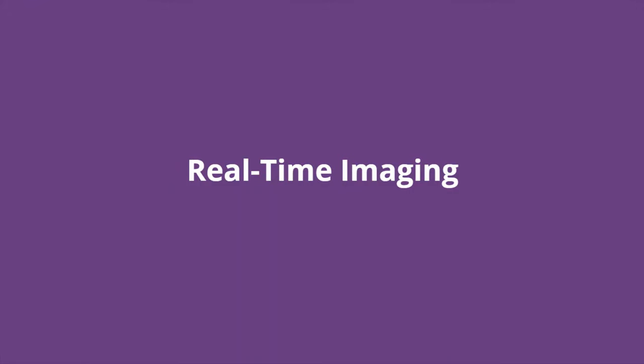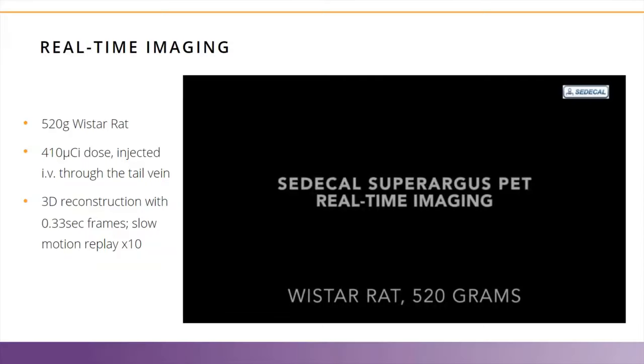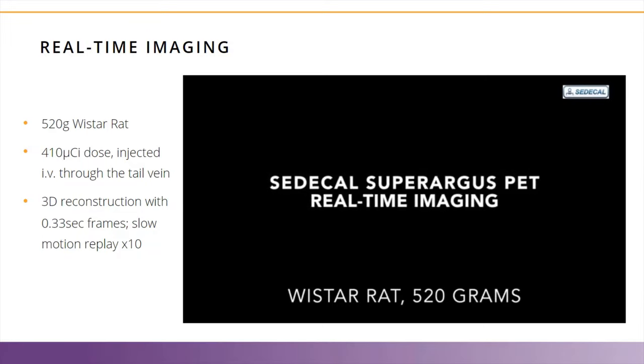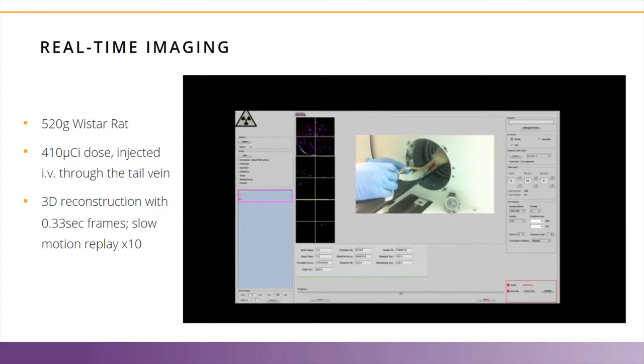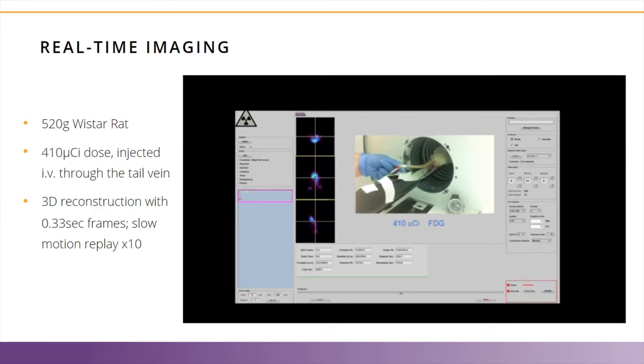From the previous discussion, we talked about how having smaller bore size and longer detectors increases the sensitivity of the SuperArgus system. This will become increasingly important as we move to looking at real-time imaging. Here we can see a rat situated in the SuperArgus system with a tail vein in place. As the operator goes to inject the radiotracer, the system displays an updated image every few seconds to allow the operator to confirm that the injection was successful. We'll just continue to watch as the image is acquired.